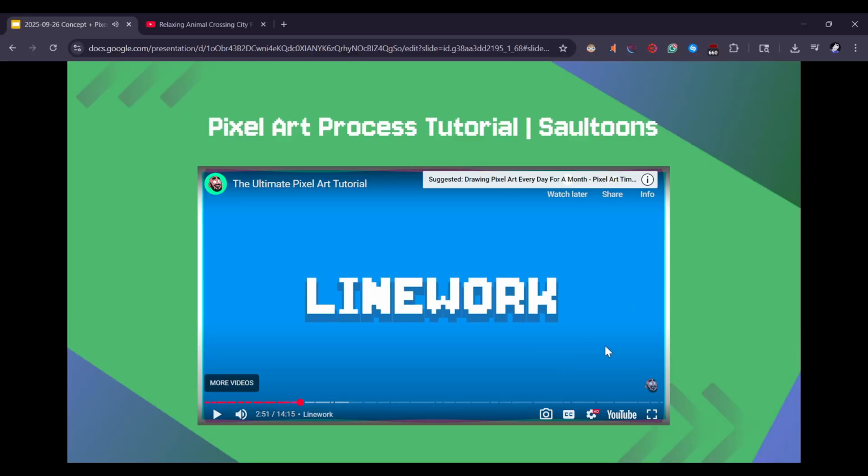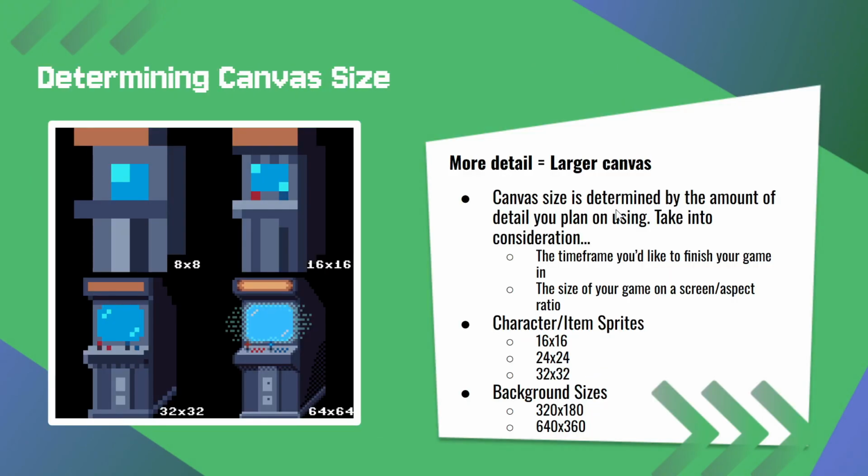Okay, he's going to go on forever, but yeah, this is a little introduction to a way of making pixel art. So yeah, like he said, determining canvas size. A recommended guideline is usually, more detail, make your canvas larger. So canvas size is determined by the amount of detail you plan on using. Take into consideration the time frame of your project and the size of your game. And by size of your game, I usually mean the window size, like how people are going to be playing your game. Because if you made pixel art that was massive and your game's going to be small, then you're going to lose a lot of the art you made.